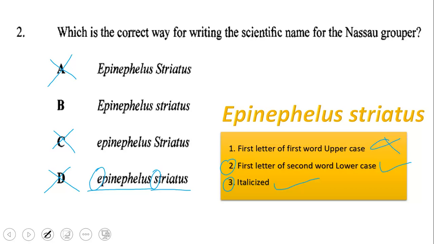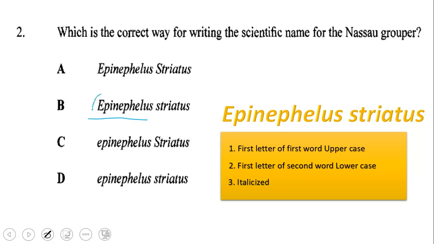Let's consider B. Let's look at the first word, and let's look at the first letter of the first word, which is E. And indeed, that letter is capitalized or uppercase. Sorry, let's look at the second word. Let's look at the first letter of the second word, which is S. Is that lowercase? Indeed, yes, it is lowercase.